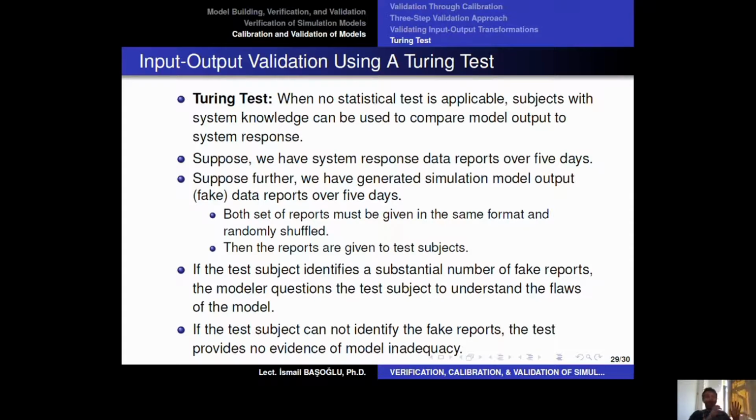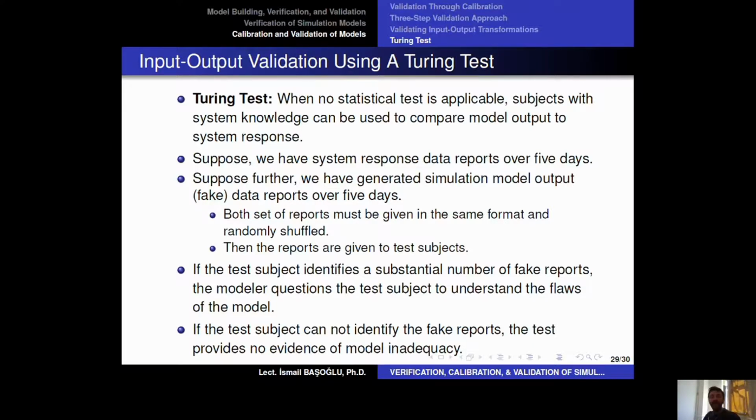Let's just say we have original system response collected for 5 days. They are in the Excel sheet. So we have 5 pages. In each page, we have the system data that belongs to 1 day. And these are real system data. They are coming from the real system, not the model.